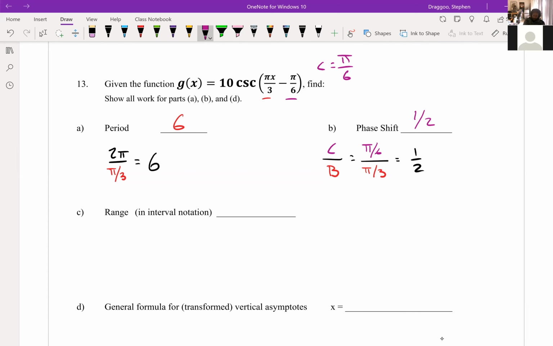Then I'm after the range, which is going to be -∞ to -10 because of an amplitude of 10. Union 10 out to infinity.